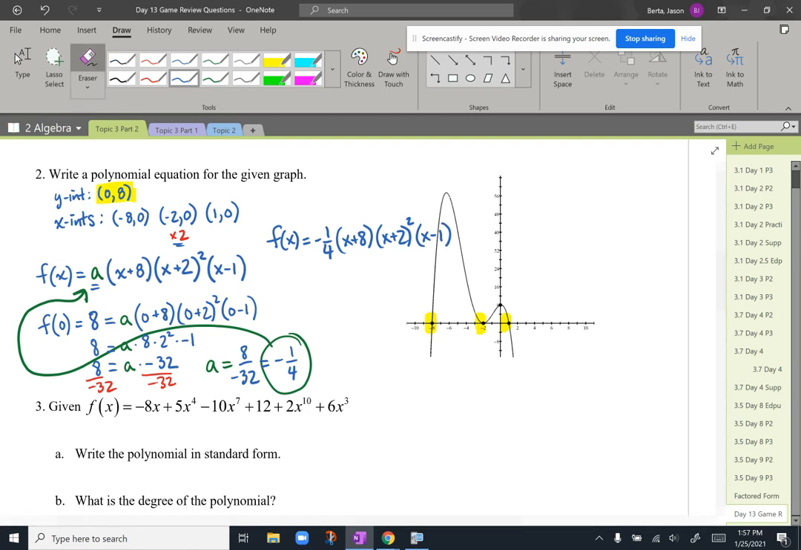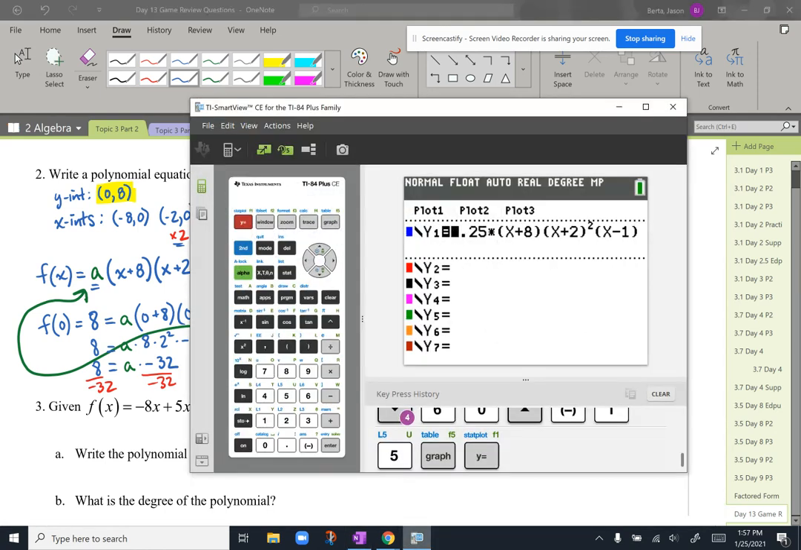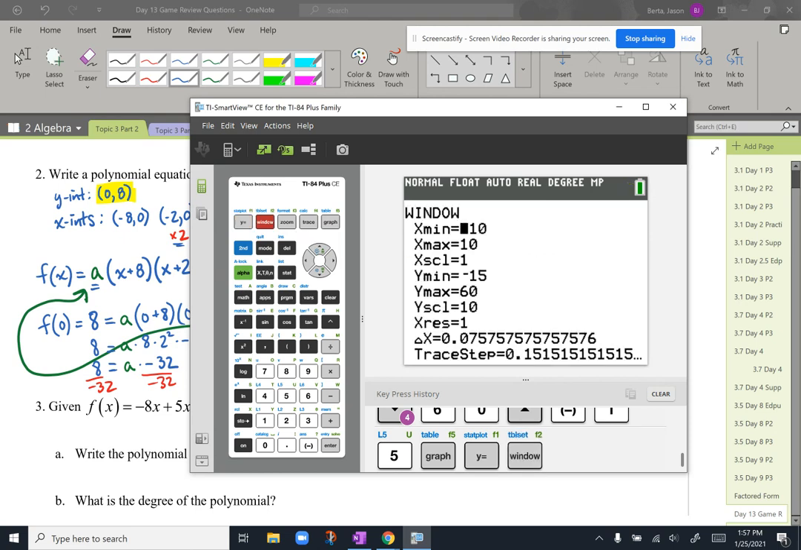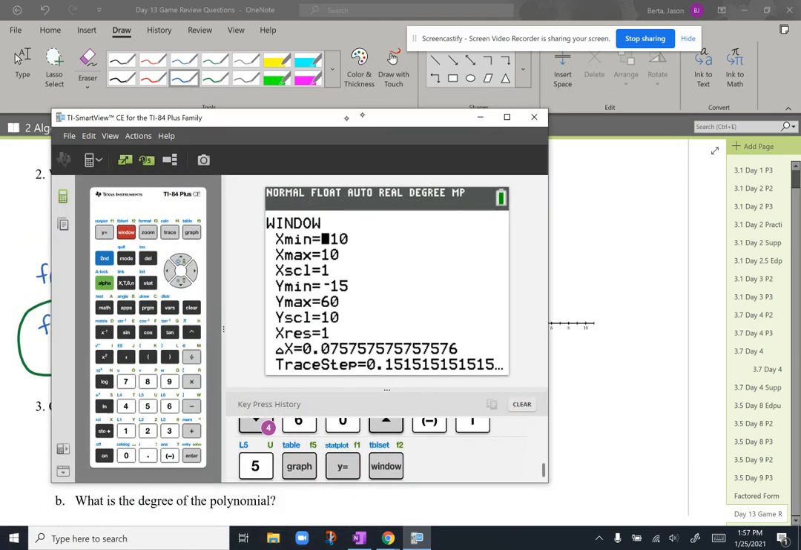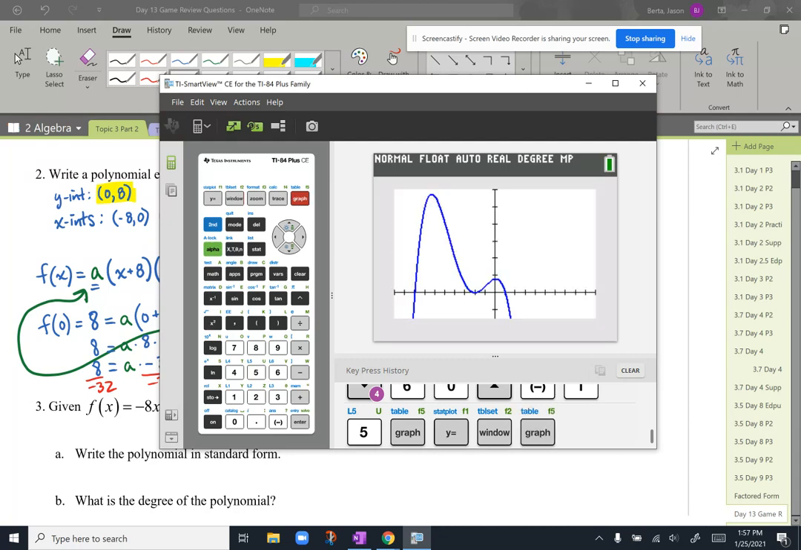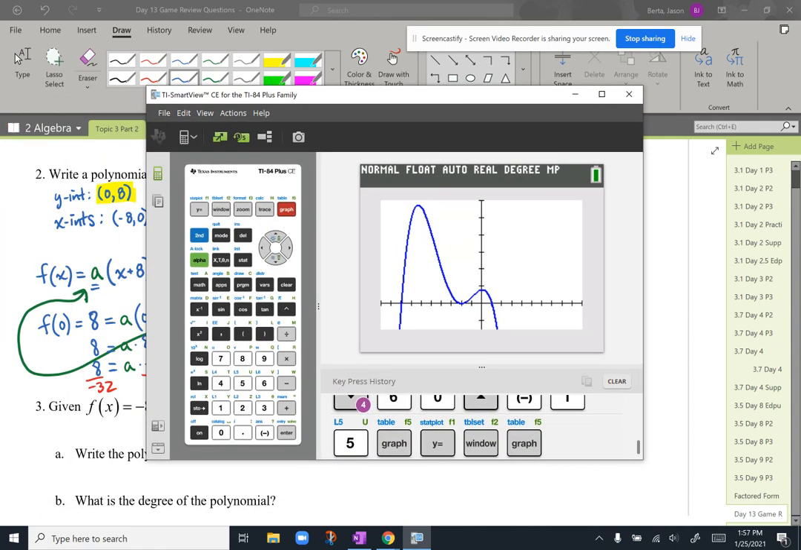I can always check my work here. So this is my equation. I can check it by putting this equation into my graphing calculator, which I've done right here. And I've changed the 0 to match up what is shown in the drawing here in the sketch. And sure enough, the graph looks like what was provided to me in the problem. Nicely done.